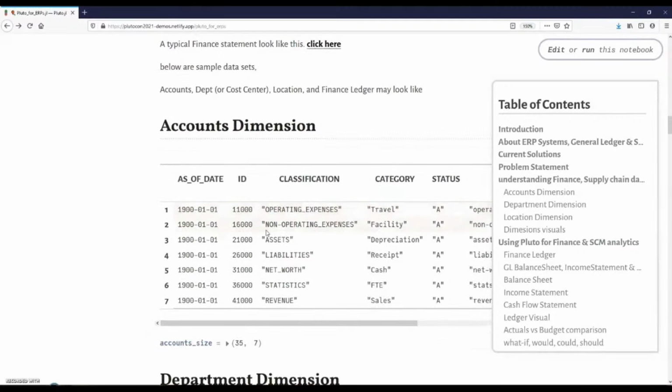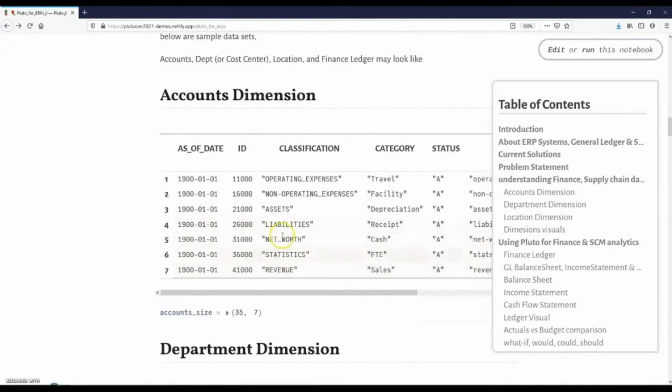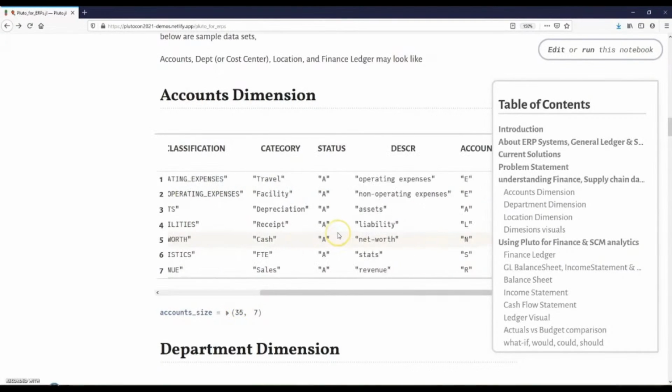Okay. All right. So for the account dimension, typically the first thing is that any organization has its own chart of accounts. For example, you set up different accounts to record your operating expenses, non-operating expenses, assets, liability, net worth, etc. In this example, as you can see, I have created 5 accounts per classification. So there are 35 total accounts and there are 7 fields.